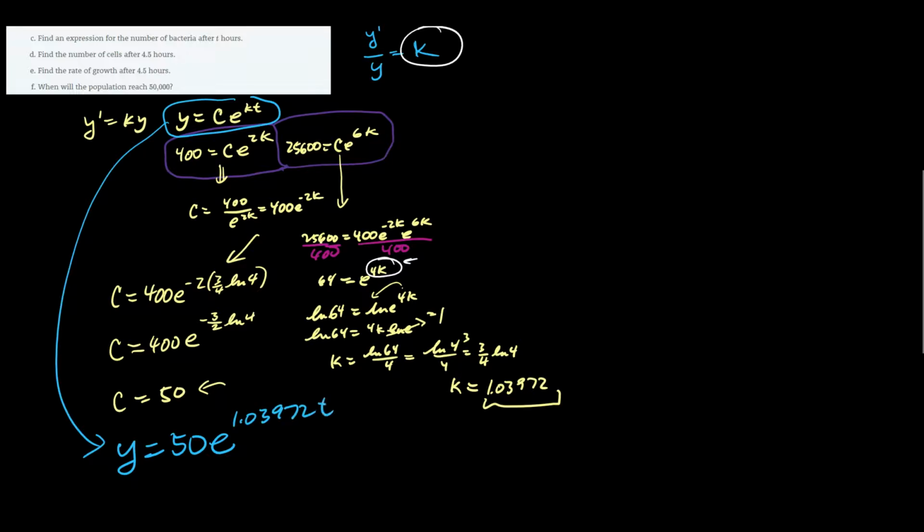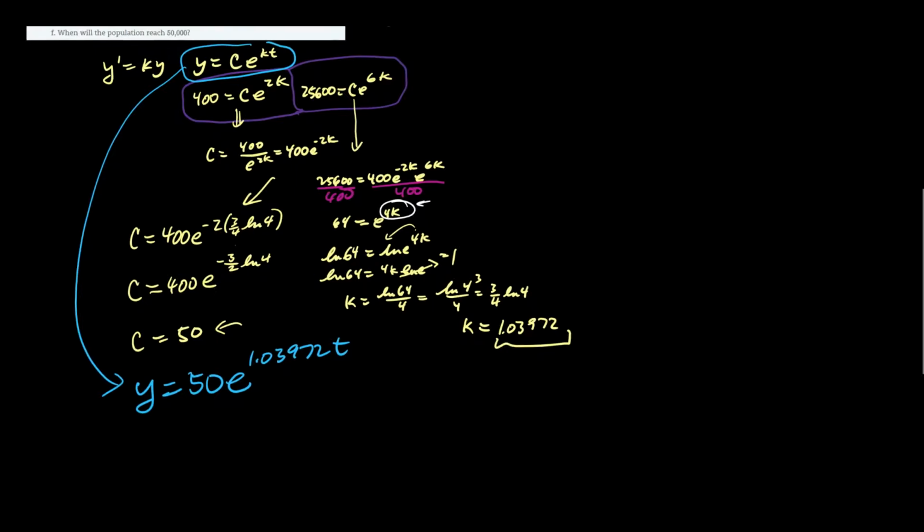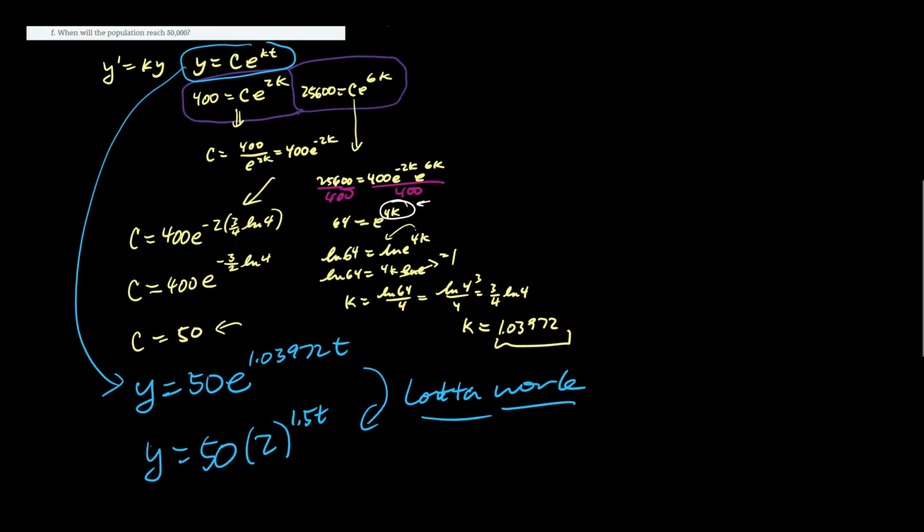1.03972 t. Now the book has the following answer. It says y equals 50 times 2 to the 1.5 t power. How they get from here to here is a lot of work. It's not a problem to do it that way. It's just, I don't think it's worth it, because the math to get there is so full of pitfalls that if you have an approximation here, see, this is an exact answer. This approximation is good enough for me.